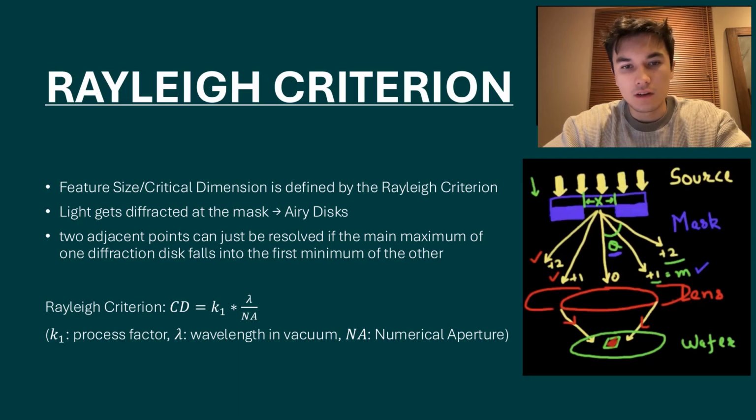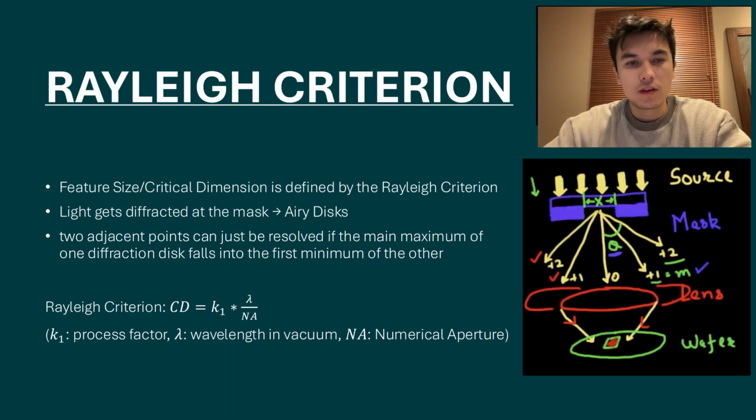So we have a first order maximum, second order maximum, or what we have learned in the lecture as well, we have iridescence. So we have a blurry spot in the middle and we have concentric circles around it, which are the maximums. The Rayleigh criterion says that two adjacent points can only be resolved if the main maximum of one diffraction disk falls into the first minimum of the other.